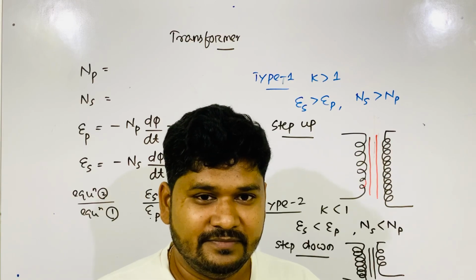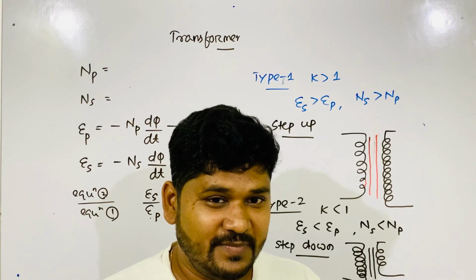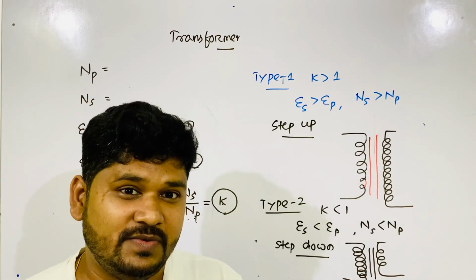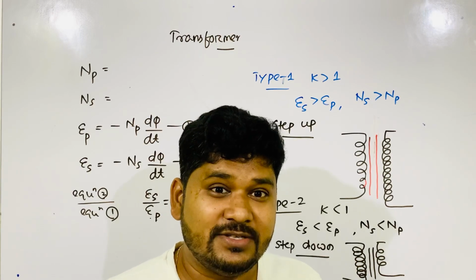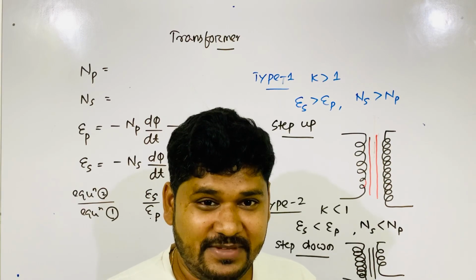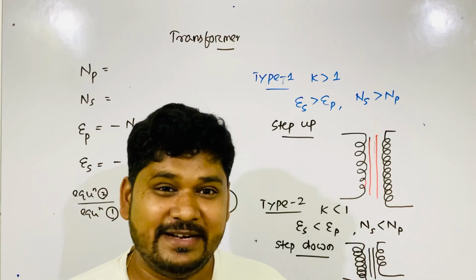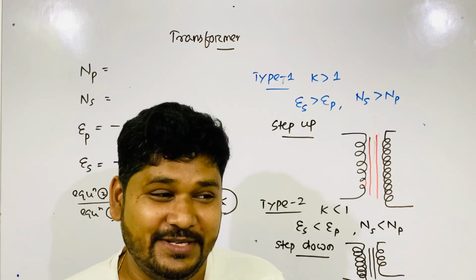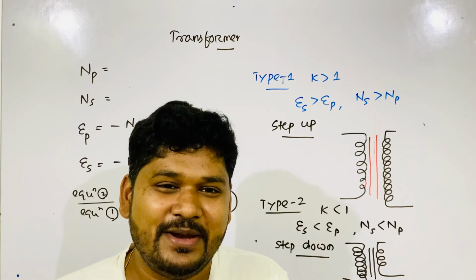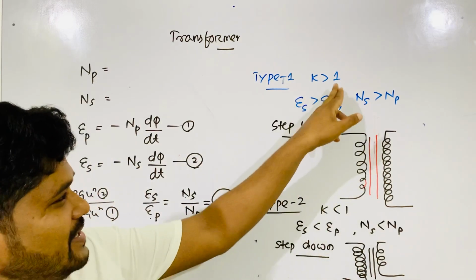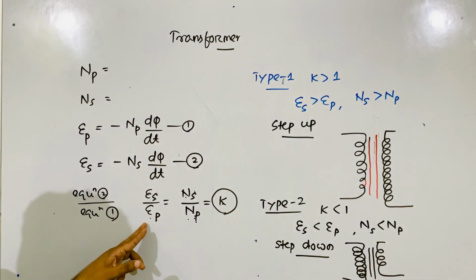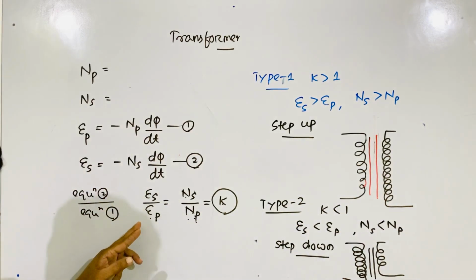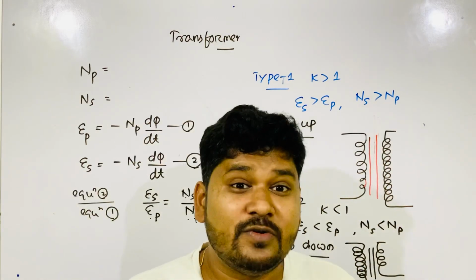Symbol done. But one question to you: have you seen any transformer having a value of k as 1? If anybody says, sir, I have a transformer having k value as 1, all of you will say that you are mad. Why? Because if k is 1, then ES equals EP and NS equals NP, meaning both sides have the same number of turns, and the primary voltage equals the secondary voltage.